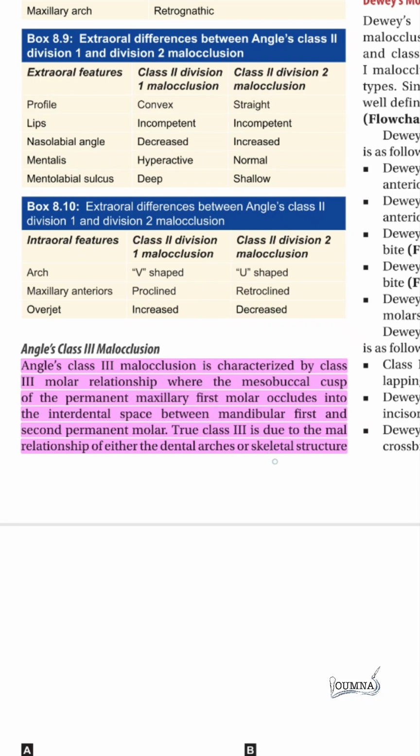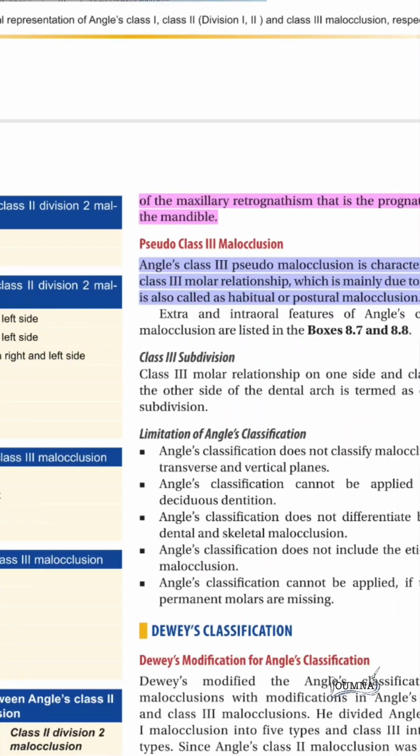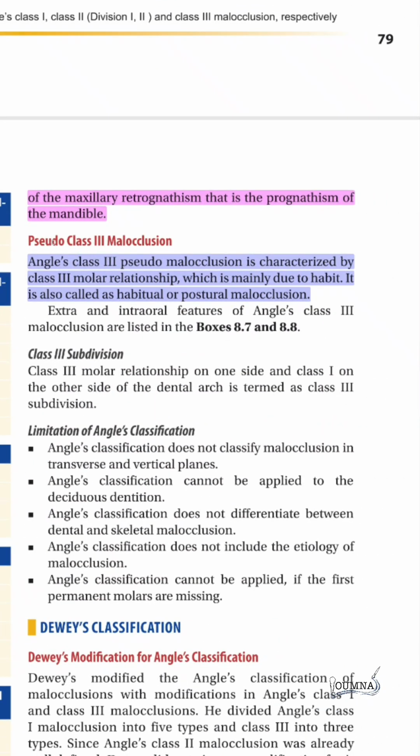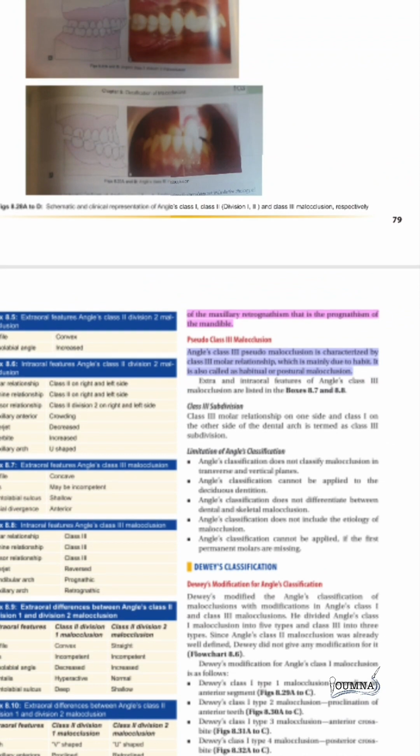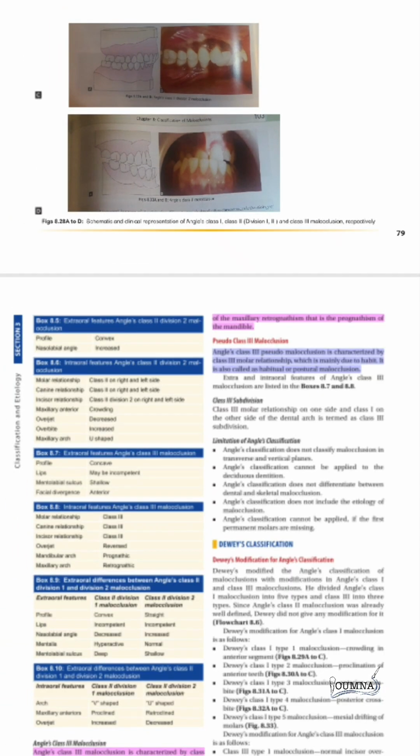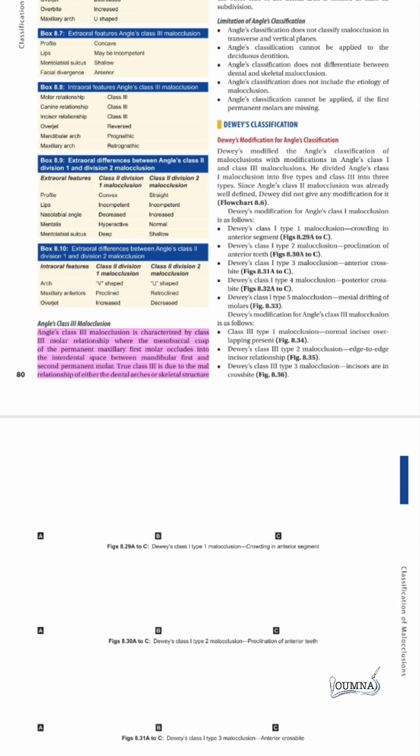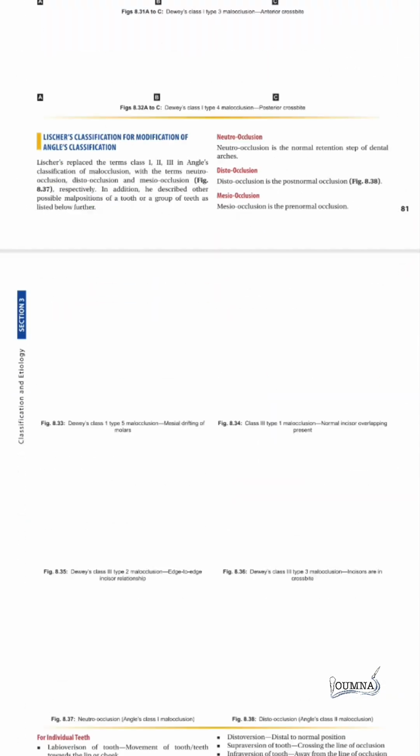There are two types of class 3 malocclusion. One is the real class 3 malocclusion, which is skeletal. If it is not skeletal, it is named pseudo class 3 malocclusion. It is mainly due to habit, so it must be discovered early in development, because if it stays until growth has stopped, it will transform into a real skeletal class 3 malocclusion.